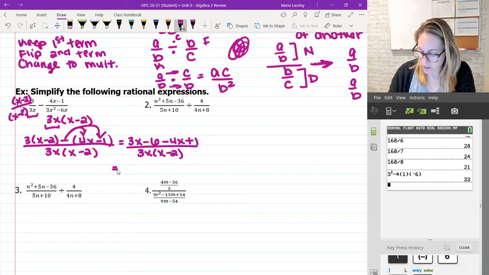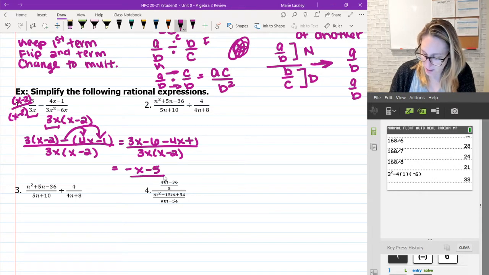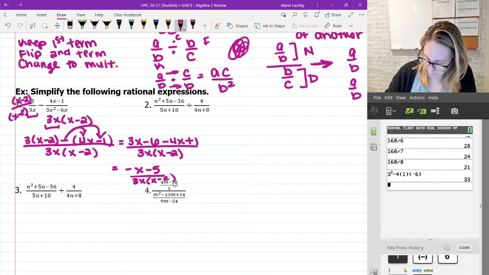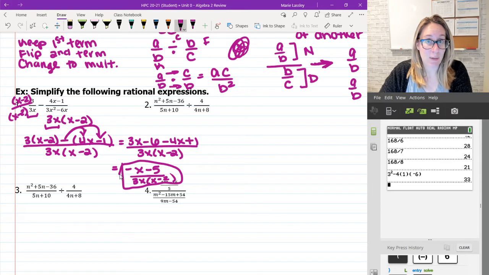All right, so I can combine 3x with minus 4x to get negative x. And I can combine negative 6 with positive 1 to get negative 5. And that's all over 3x times x minus 2. And that's as simplified as it can go. Now, if you want to GCF the negative out from the numerator, you can. Some people like to do that, but I'm totally fine with you leaving it just like this. All right, and that's our problem. All right, so that is simplified and we are done.